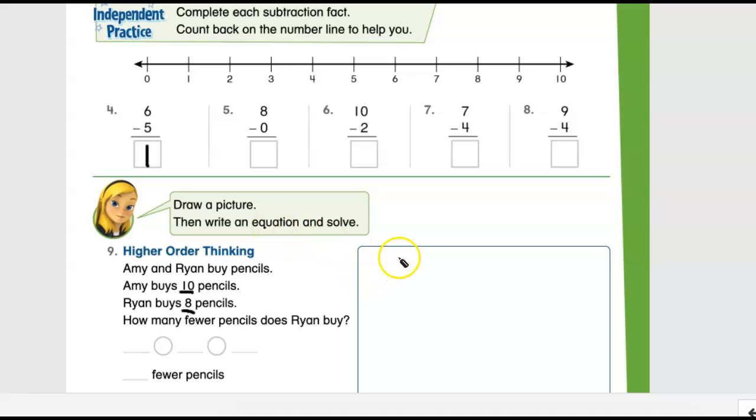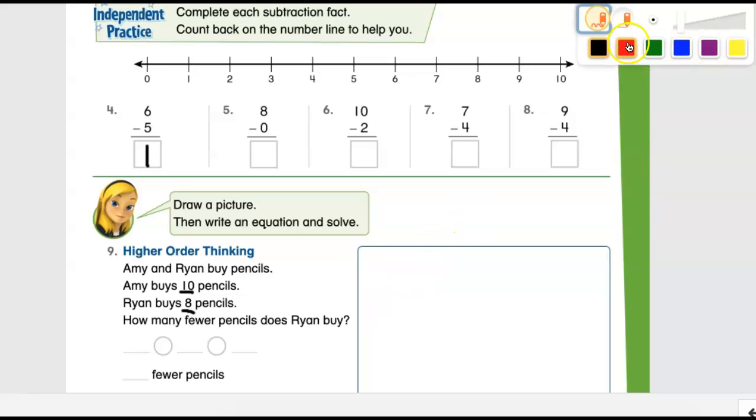So for your pictures, boys and girls, you could just draw your pencils, and your pencils could just be as simple as this. You could draw lines to represent how many pencils Amy buys. So if Amy buys 10 pencils, you could draw 10 pencils across. And then you could draw how many pencils Ryan bought. So Ryan buys 8 pencils. Or however you want to draw your pencils or draw your picture for this story.